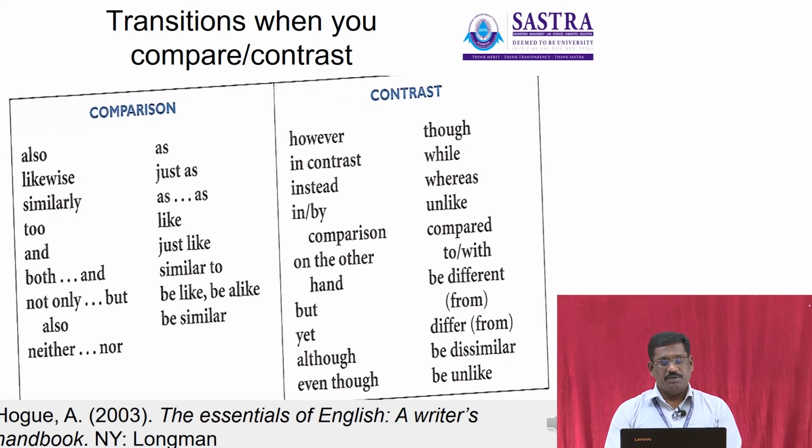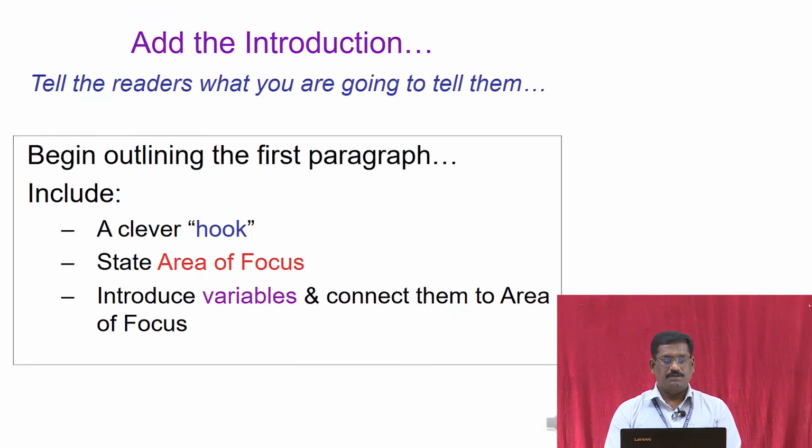So in research, whenever you use certain words like comparison and contrast, I've given you an example here. These words have to be appropriately used in your research. Also words like as, however, though, all these are the transitions when you compare and contrast in your review of literature.